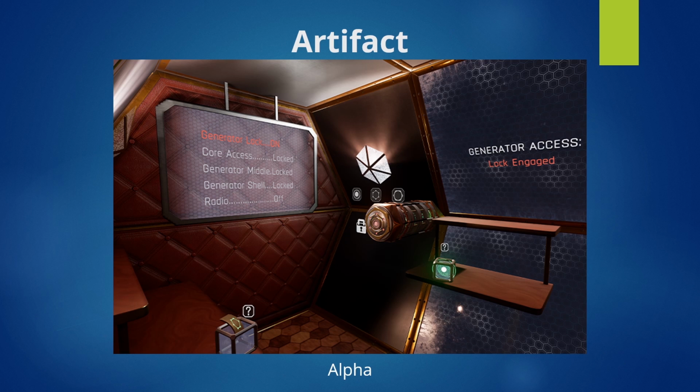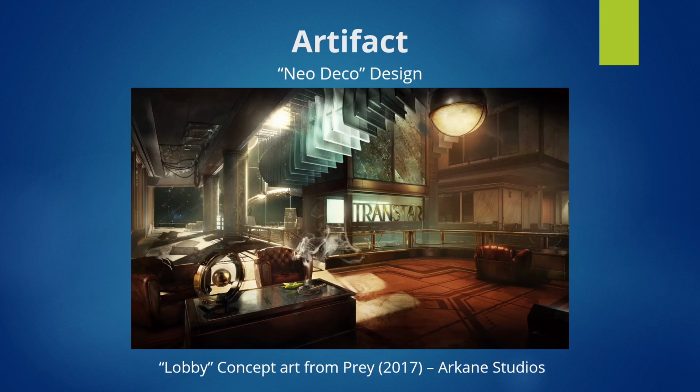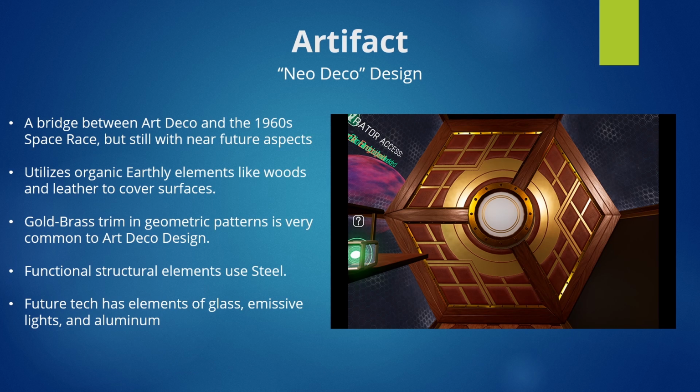In the alpha milestone, I radically changed my scene's art style to be more interesting and more in line with how I see near future design. I based my look heavily on praised Neo-Deco design principles. Neo-Deco is a bridge between Art Deco and the 1960s space race movement, but still with near future aspects.